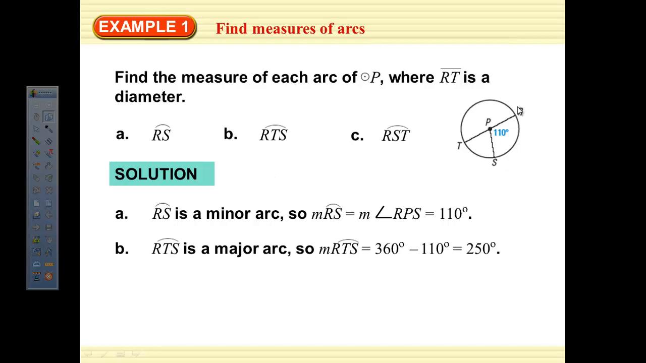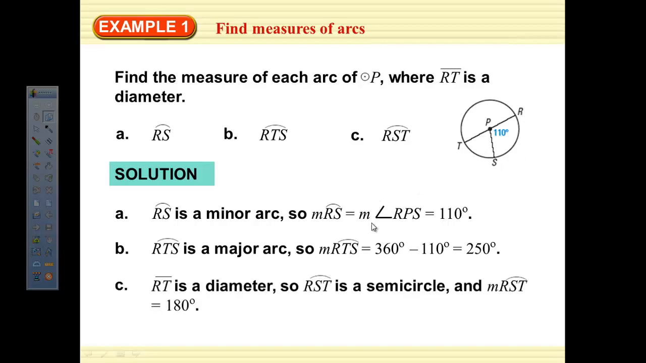And finally, RST, which goes around this way. If you notice, this would make this 180 degrees, which makes this angle right here 70 degrees because this is a diameter. So it's a semicircle. The measure of the arc RST is 180.